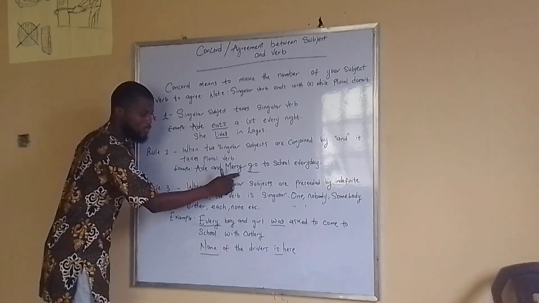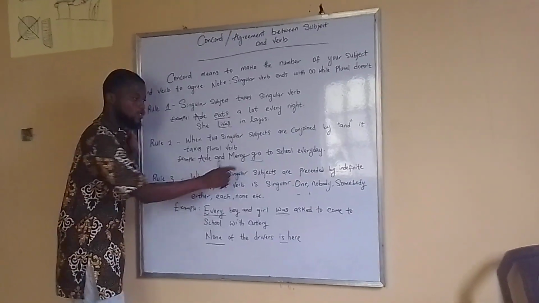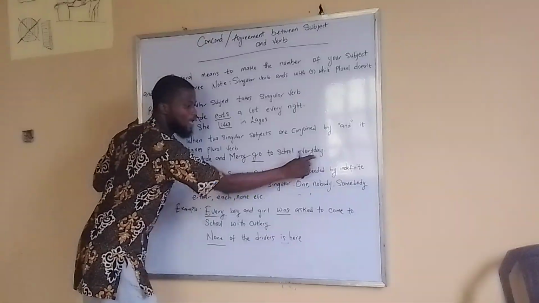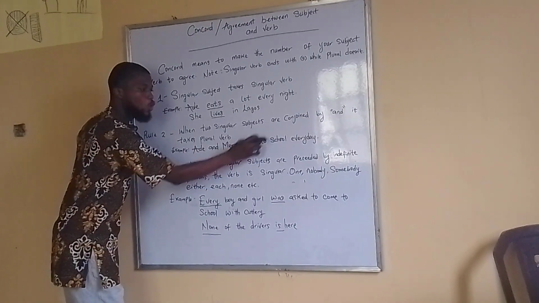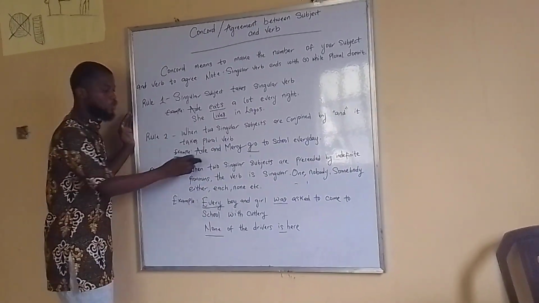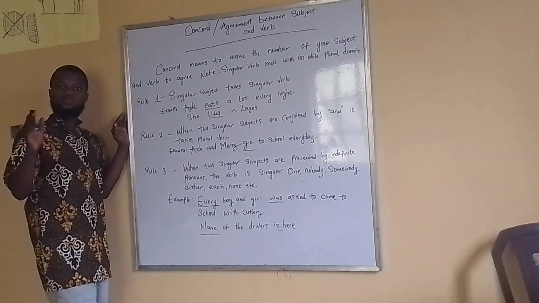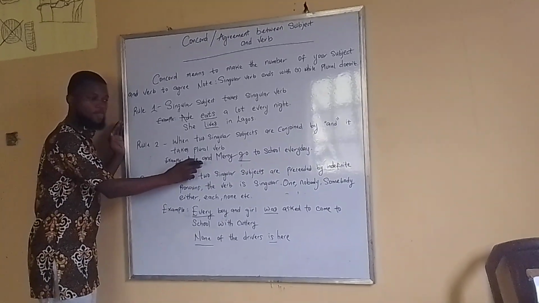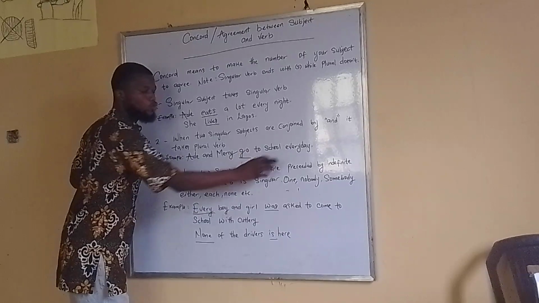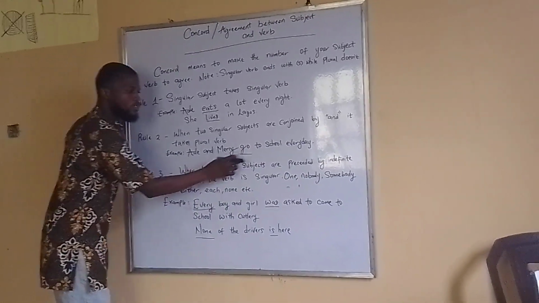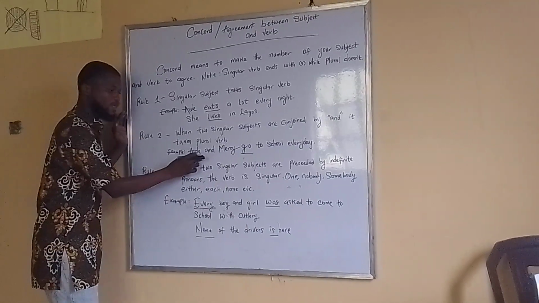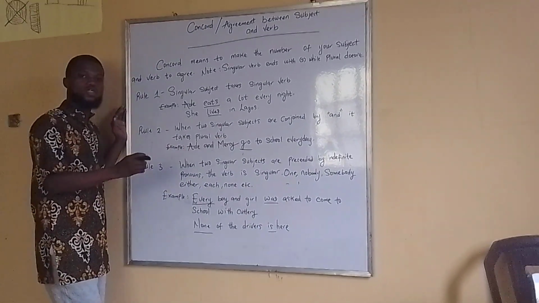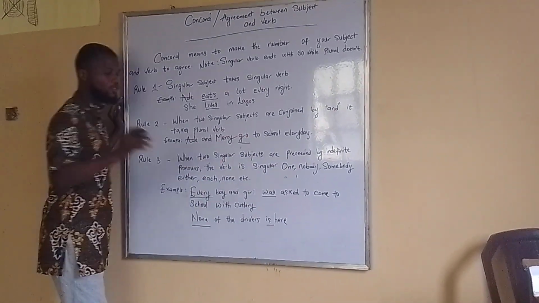So Ade and Mercy, that's a plural subject, go to school every day. It is not possible for us again to say goes to school every day because we have more than one subject. If it is only Ade, then we can say Ade goes to school every day or Mercy goes to school every day. But now we have Ade and Mercy, so it has to be go to school every day.